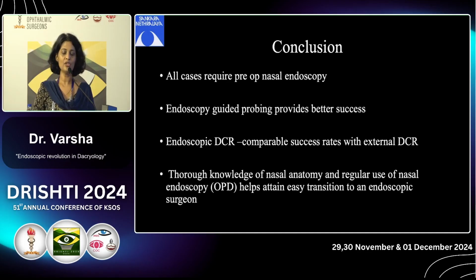So in conclusion, all cases require a pre-op nasal endoscopy. Endoscopic guided probing provides an excellent success rate. Endoscopic DCR is comparable to the success rates of external DCR. With thorough knowledge of the nasal anatomy and regular use of endoscopy, and we should be ambidextrous as well, we can attain an easy transition to an endoscopic surgeon.